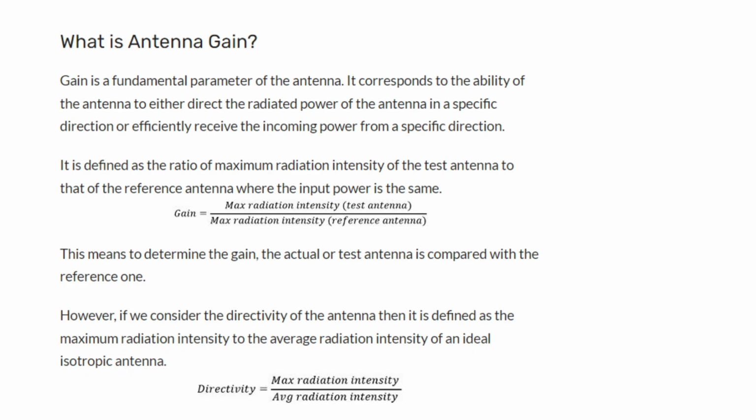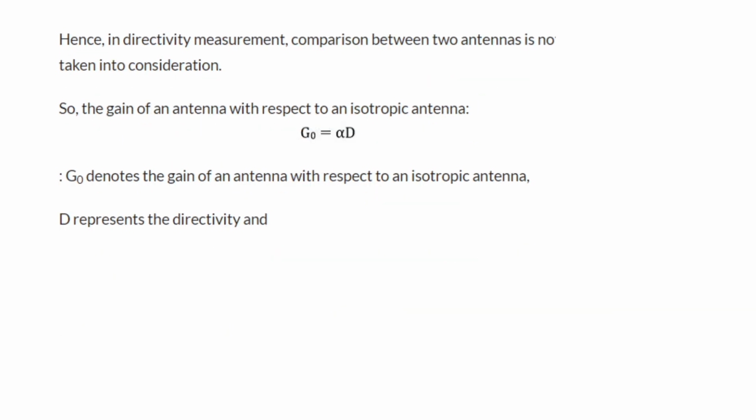However, if we consider the directivity of the antenna, then it is defined as the maximum radiation intensity to the average radiation intensity of the ideal isotropic antenna. So directivity is equal to maximum radiation intensity divided by average radiation intensity. Hence, in directivity measurement, comparison between two antennas is not taken into consideration.